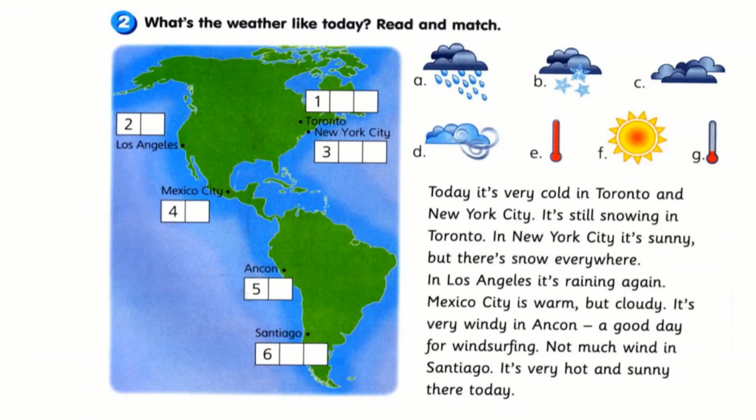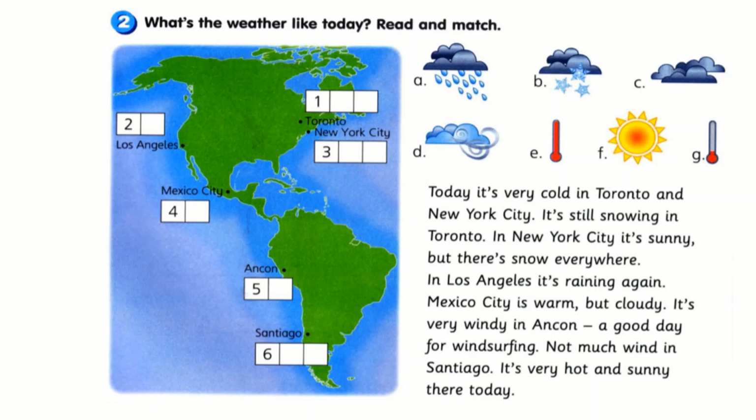Next, what's the weather like today? Read and match. Now, you will notice they give you 5 pictures to show the weather. So A means it's raining. B, what is happening in B? B means it's snowing.